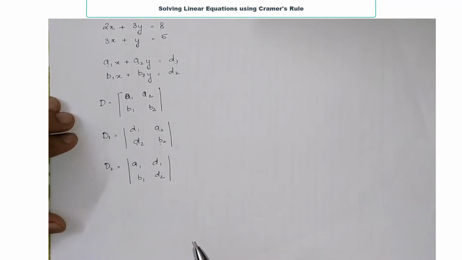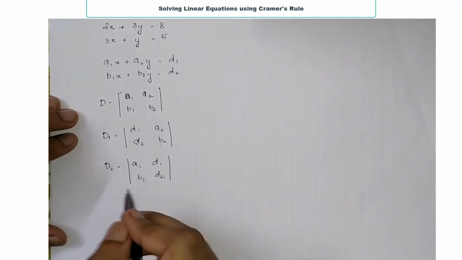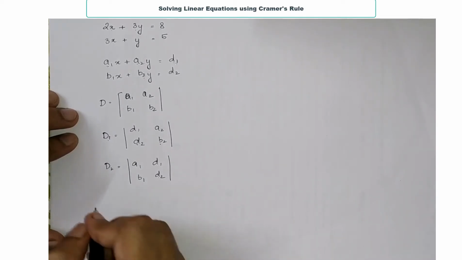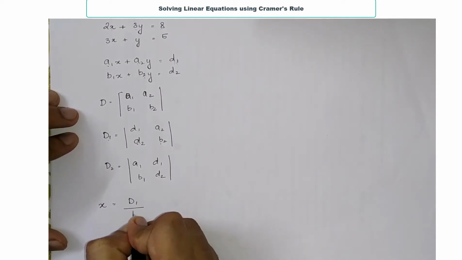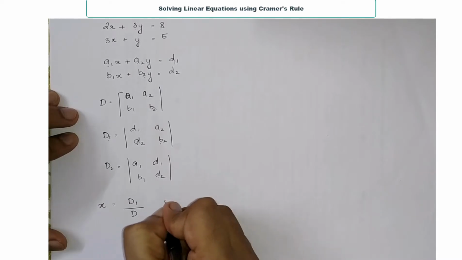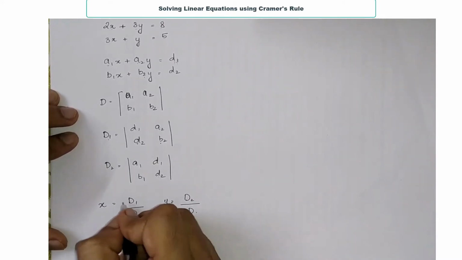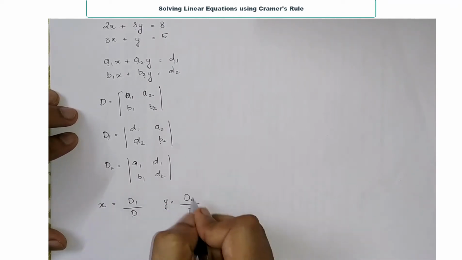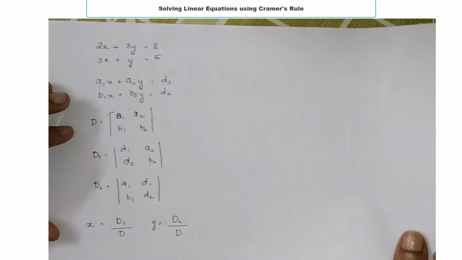Now we'll substitute these values. Finally, how to find x and y? x is equal to D1 divided by D, and y is equal to D2 divided by D. Once you find the determinants of these matrices and divide by D, you get the answer for x and y. It's as simple as that. So we'll try to find the solution.